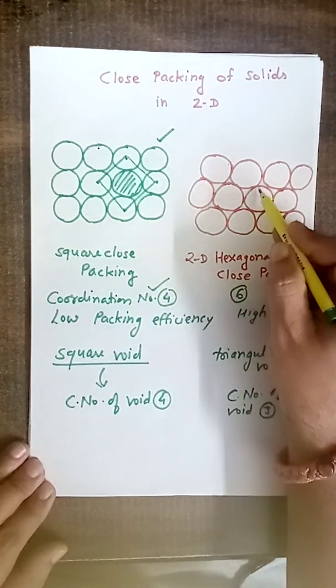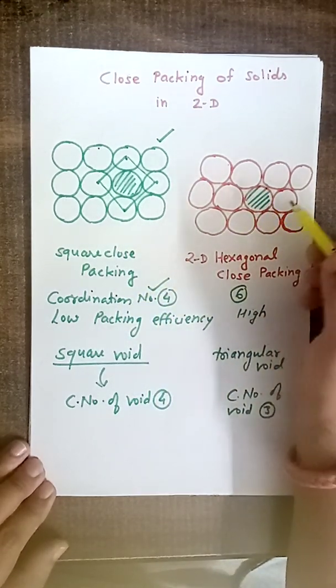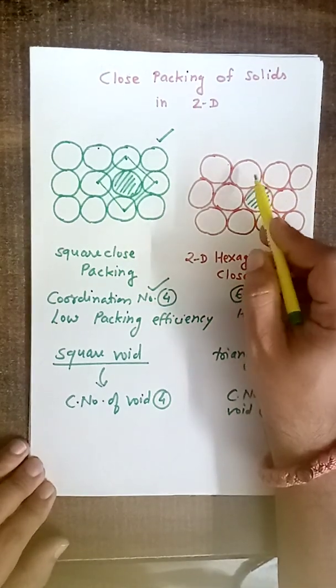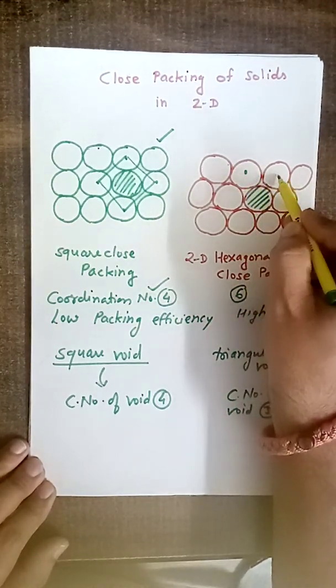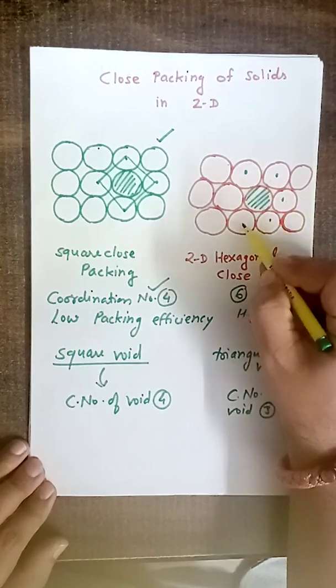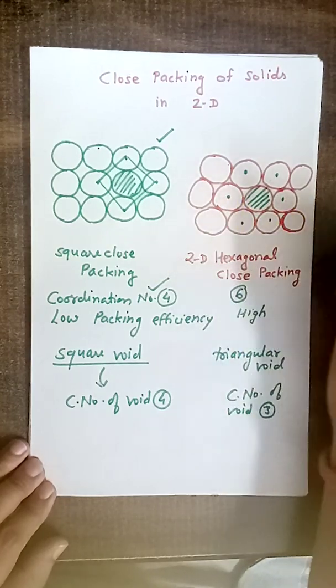Besides it, look at here this particle, or you can select any other particle. If you carefully look at here, now this is surrounded by 1, 2, 3, 4, 5 and 6 particles.